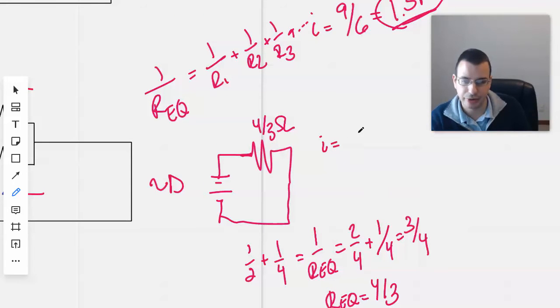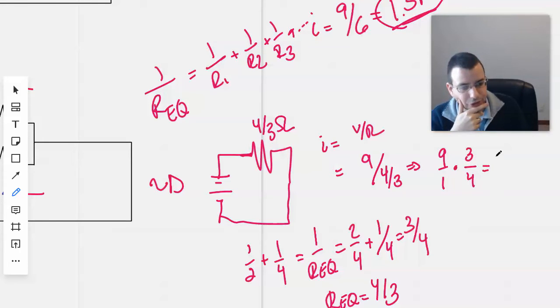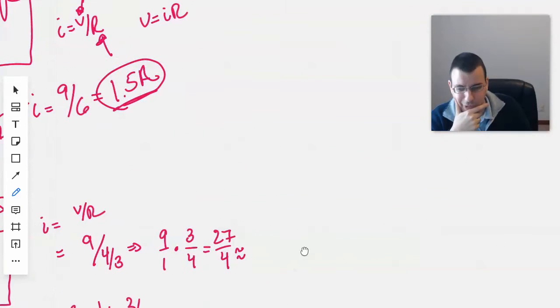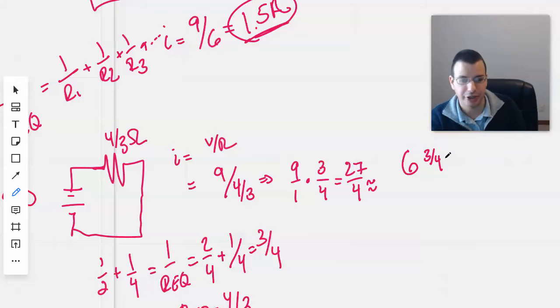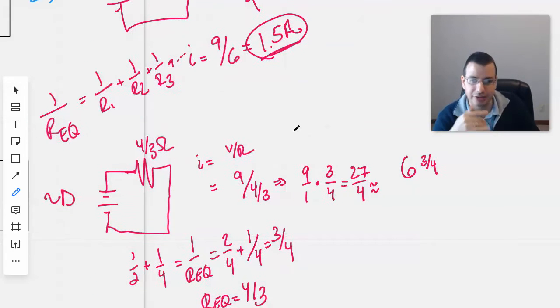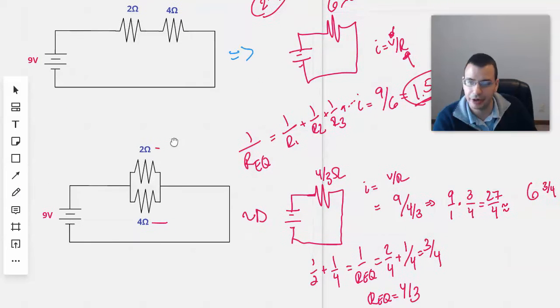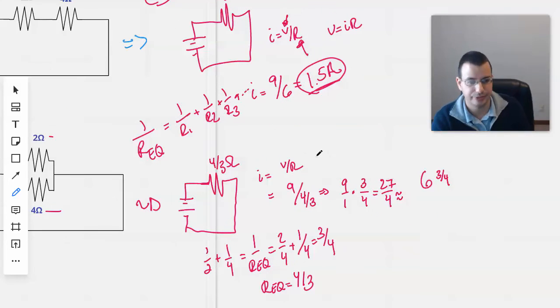Okay, so I equals V over R, which equals still 9 volts divided by 4/3. Fractions. Multiplied by the reciprocal, 27 over 4. That's what, like 6 something? 6.75? 6 3/4, because 7 times 4 is 28. Okay. So let's see how these compared. So, amps.